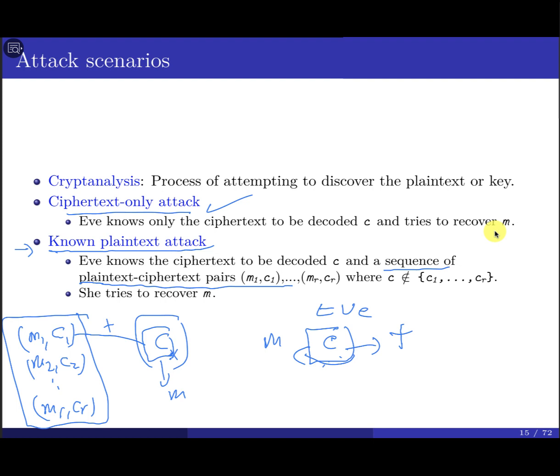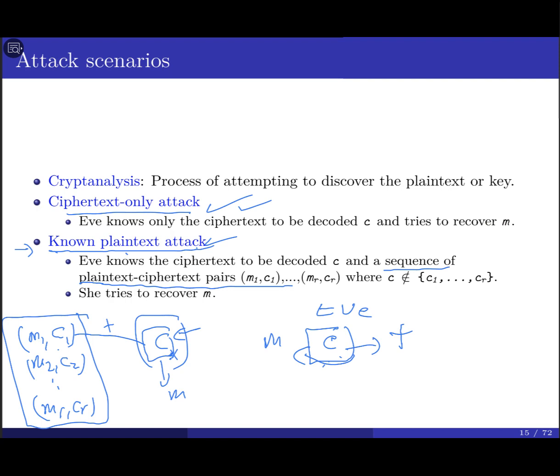Okay? So that's the knowledge. The first one, you have only the ciphertext that you need to crack, break down, decode or decipher. The second scenario is that she has more information: a sequence of plain text ciphertext pairs, M1, C1, up to however many, it depends, plus the ciphertext that you want to decode. This is the second scenario, known plain text attack. You need to understand the difference between them.